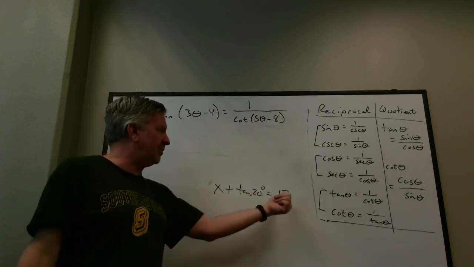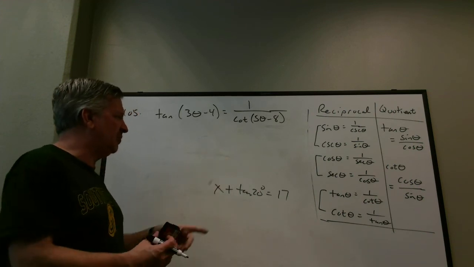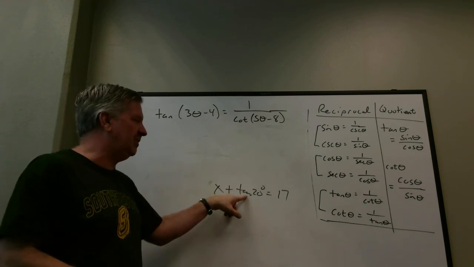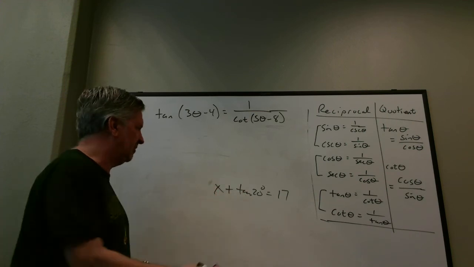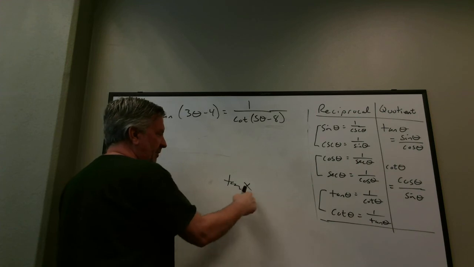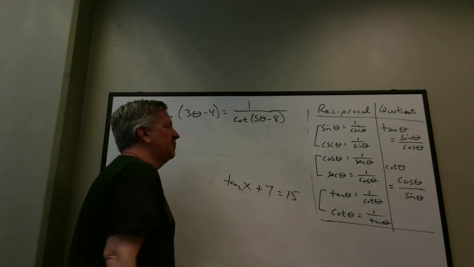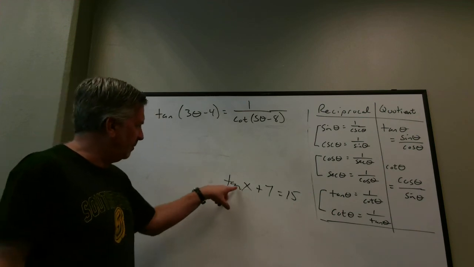You'd have x plus a number is a number. This is a linear equation. The variable is here, right? x to the first. So just having a trig function in your equation doesn't make it a trig equation. What makes something a trig equation? The variable is in the angle, right? So tan x plus 7 equals 15. This is a trig equation because the variable is part of the angle.